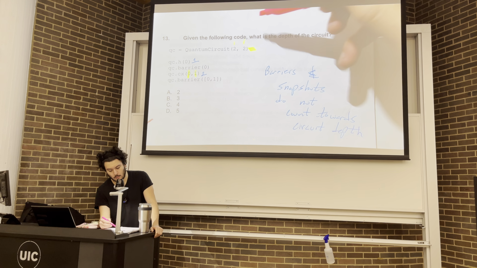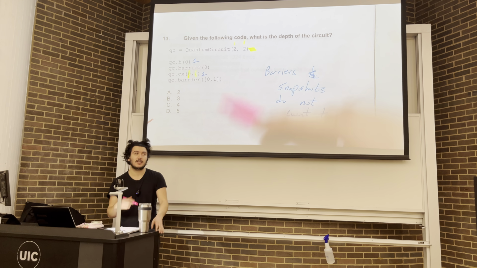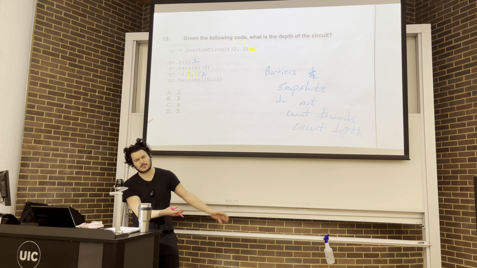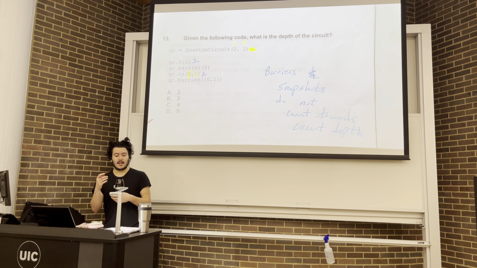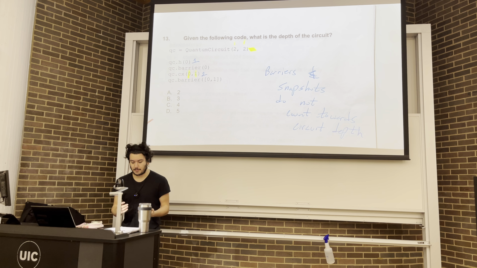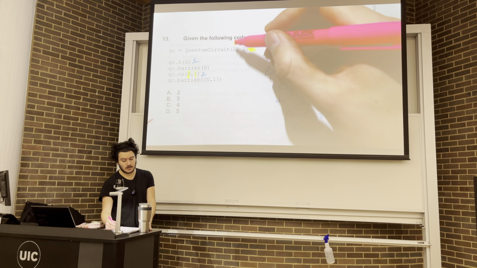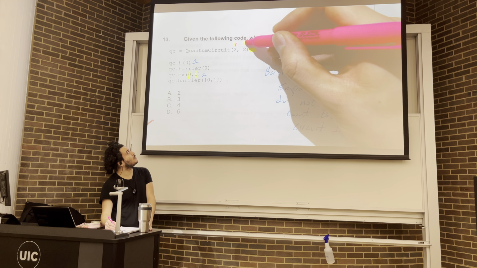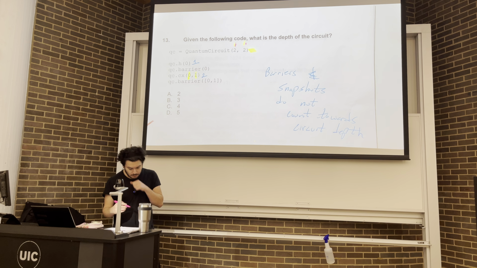Given the following code, what is the depth of the circuit? So here, what do we have? QC equals QuantumCircuit(2, 2). From past problems, we already know this, but just refreshing. They set up this thing called QC, right? They use the QuantumCircuit method, and the 2, 2 means they're setting it up with 2 qubits and 2 classical bits. So they're setting up a quantum circuit with 2 qubits and 2 classical bits. What is the depth of the circuit?